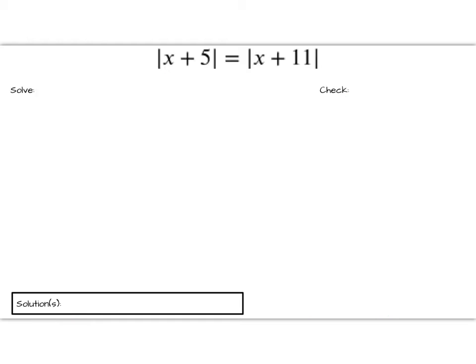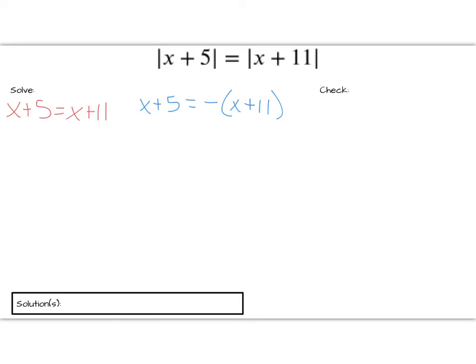This time I have the absolute value of x plus 5 equals the absolute value of x plus 11. So remember, when I have this weird stuff going on with absolute value on both sides, my two equations, I take the first one directly out of the absolute value symbol, so x plus 5 equals, and I set it equal to x plus 11. And then my second equation, I take the x plus 5 and I set it equal to the opposite of x plus 11. So I do the minus sign in the parentheses.